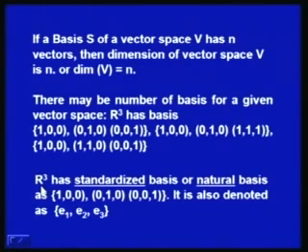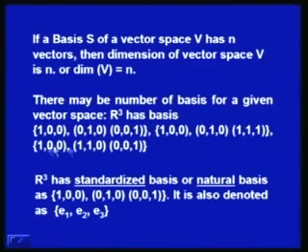So, out of these many bases, R3 has a standardized basis or a natural basis as (1, 0, 0), (0, 1, 0), (0, 0, 1). It is also denoted as e1, e2, e3. e1 is the vector in which the first component is 1, rest of them are 0. e2 is the vector in which the second component is 1, others are 0. e3 has the third component 1, others 0. So, this is the natural basis for R3.